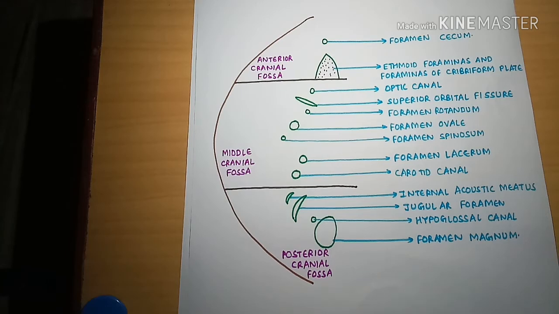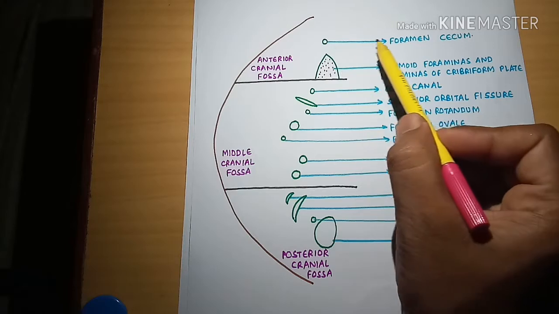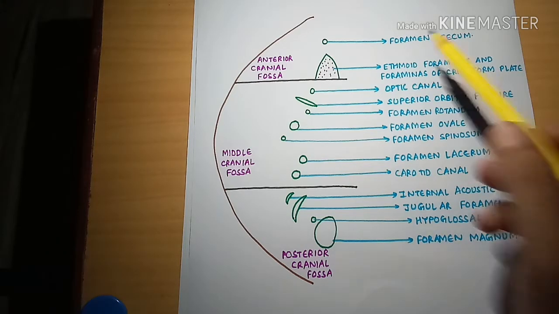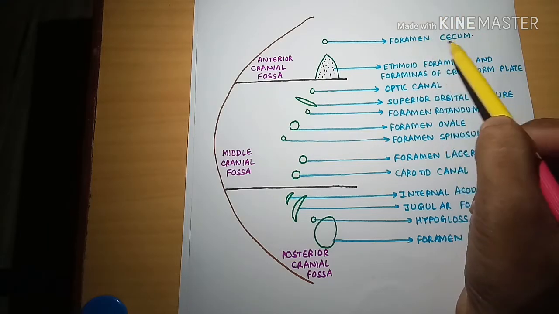In the anterior cranial fossa, the foramen cecum is present. This is the foramen cecum. From the foramen cecum, the emissary vein to the superior sagittal sinus is emerging. From the foramen cecum, the emissary vein is arising.